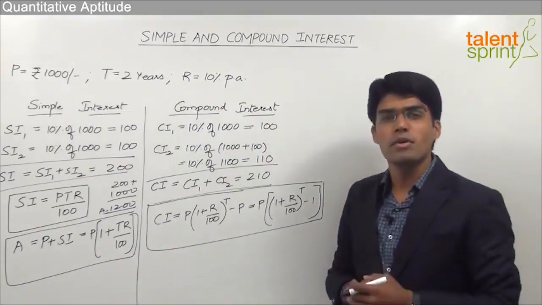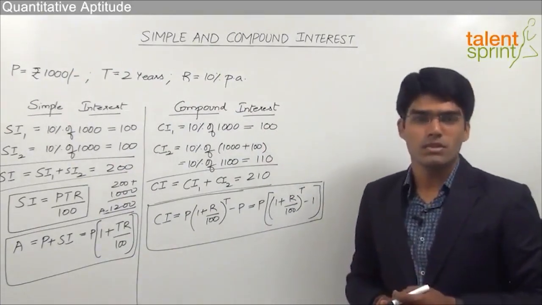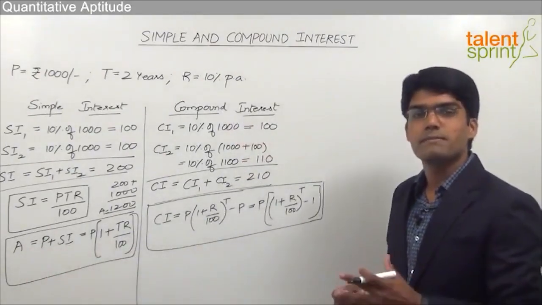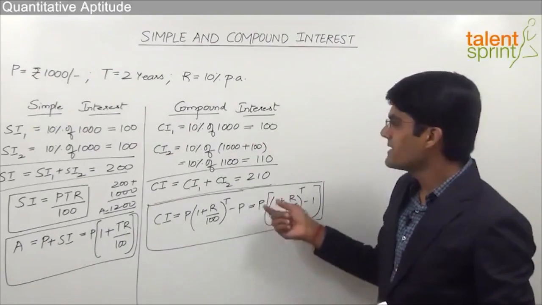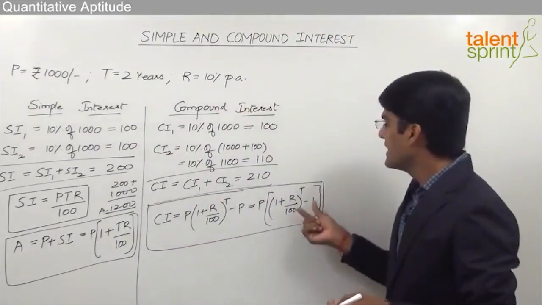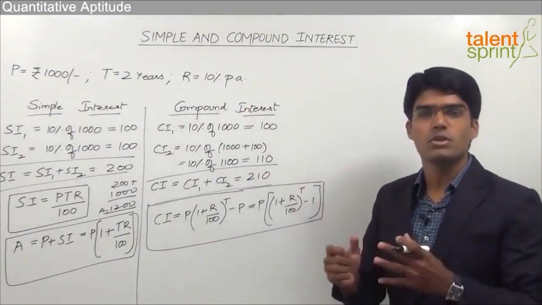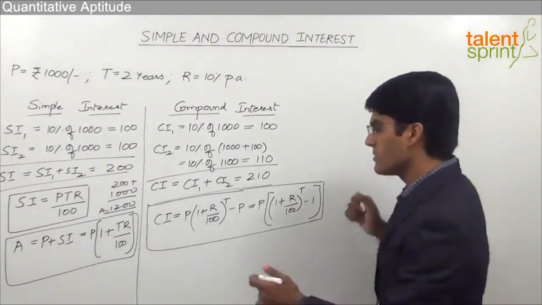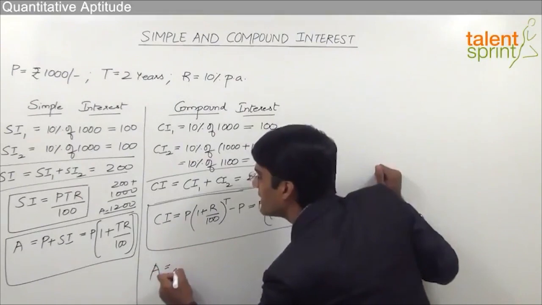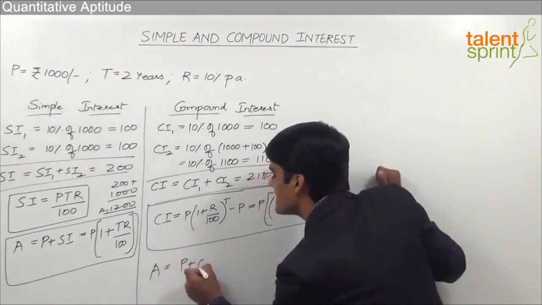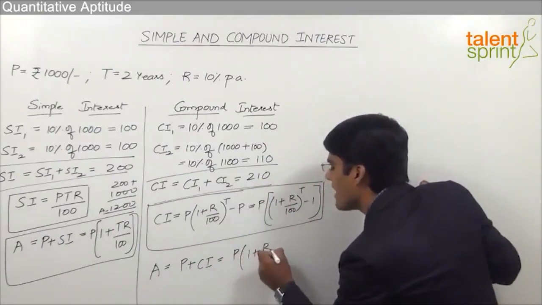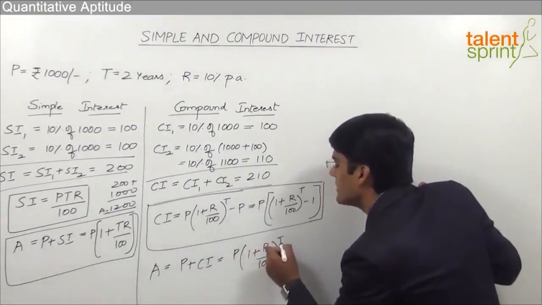Again, in case of compound interest as well, there is something called the total amount, which is denoted by A. The total amount is nothing but principal plus interest. So as you can see here, the principal is 1000 and the interest is 210 rupees. So the total amount will be 1000 plus 210, that is 1210 rupees. So the amount A can be calculated as P plus CI, which is nothing but P into 1 plus R by 100 whole to the power of T.